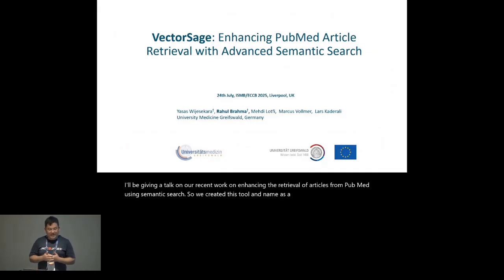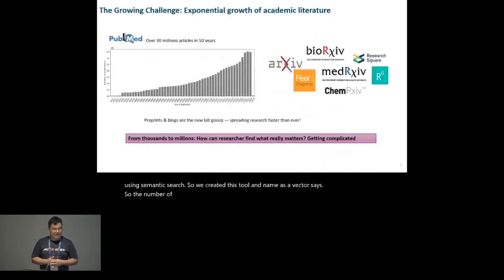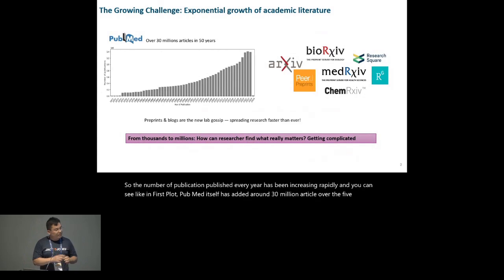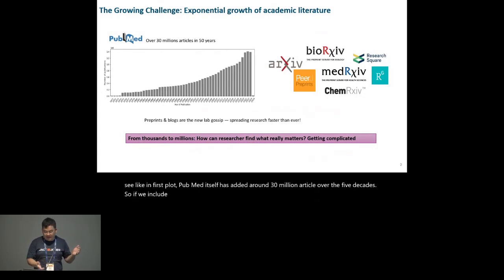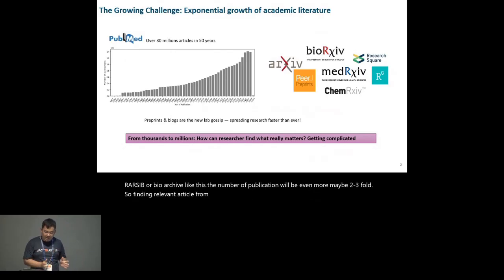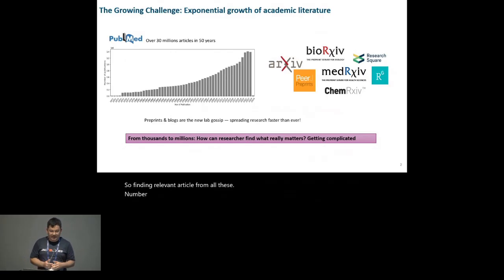The number of publications published every year has been increasing rapidly. You can see in the first plot that PubMed itself has added around 30 million articles over 5 decades. If we include other preprint servers like medRxiv or bioRxiv, the number of publications will be even more, maybe 2-3-fold. So finding relevant articles from all these publications is getting complicated.